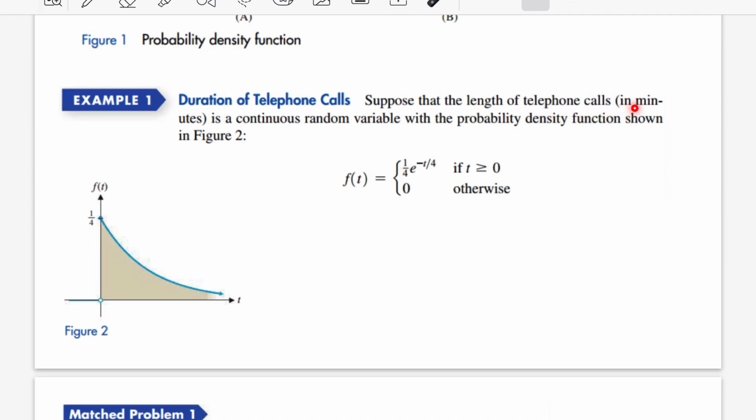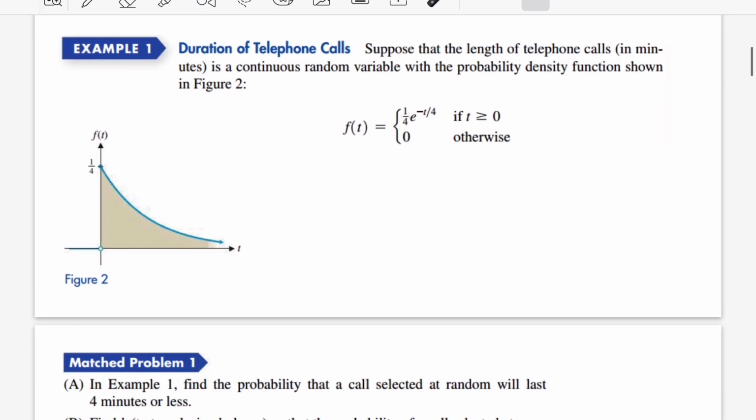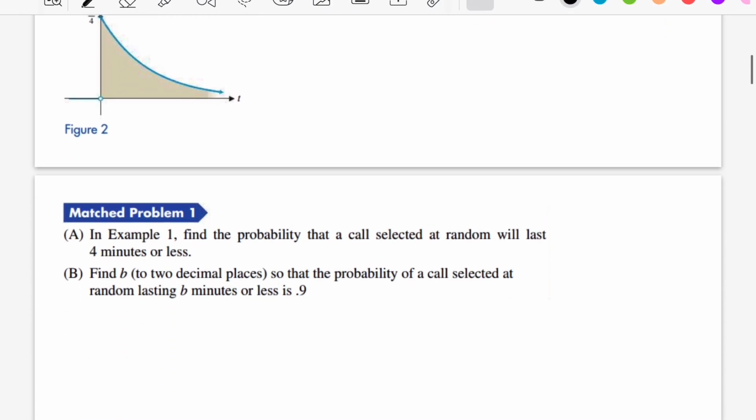We're told that the length of phone calls in minutes is a continuous random variable with the following probability density function, shown in this figure here. What we want to do is find the probability that a call selected at random will last 4 minutes or less. That is part A. Following the notation above, we would write it like this. We want to figure out the probability that a call selected at random will last 4 minutes or less.